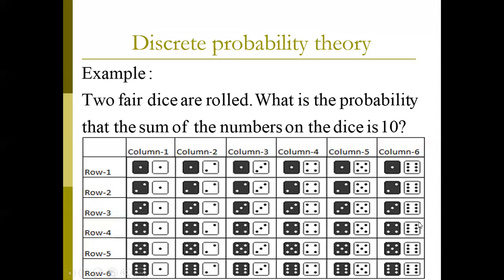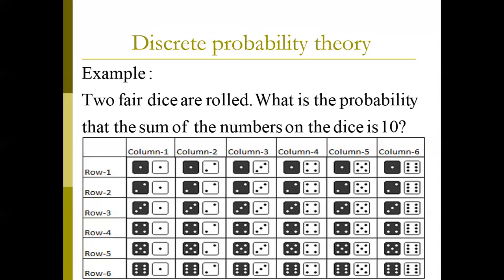When we add them up together, we have a total of 36 different possibilities that we could have. So it is 6 times 6, because you're rolling 2 dice and each die has 6 sides. So the total sample space is simply 6 times 6, which is 36.